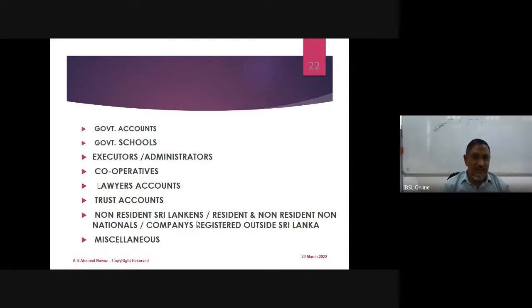Then we have executors and administrators. Who are the executors, who are the administrators? Only current accounts. Executors: if a person dies with a last will, then that last will has to be produced to the district courts to get a probate order. When a probate order is issued, the court will appoint a person to manage the estate of the deceased. That is called an executor. Where a person dies without a last will and his wealth is more than 4 million, the court will appoint a person called an administrator to manage the estate. Those current accounts are opened under the authority of the courts.